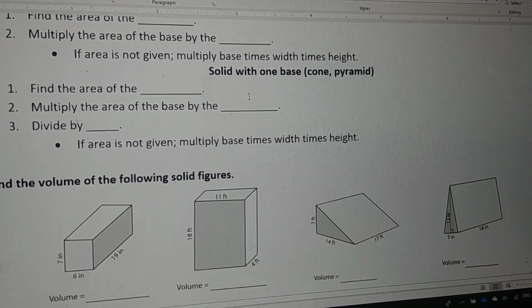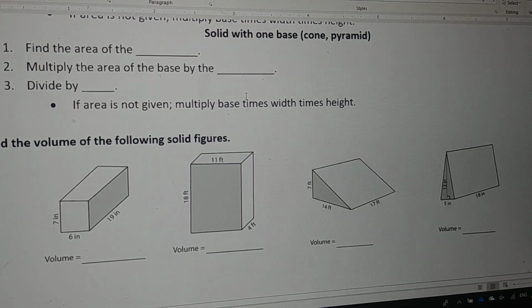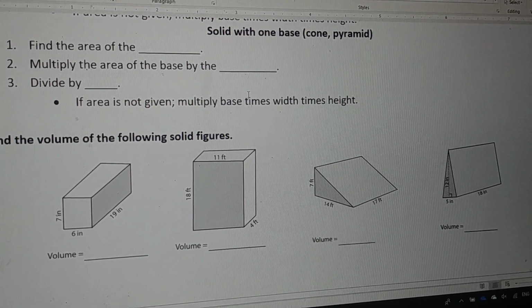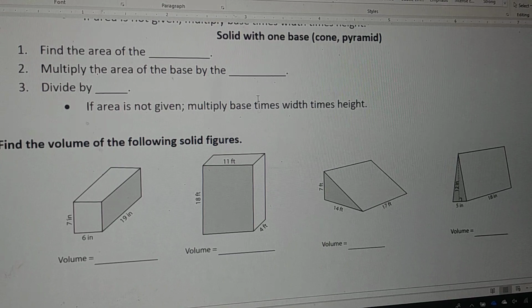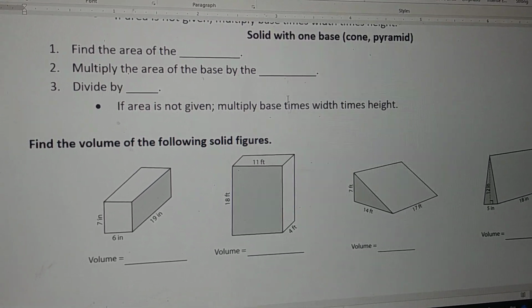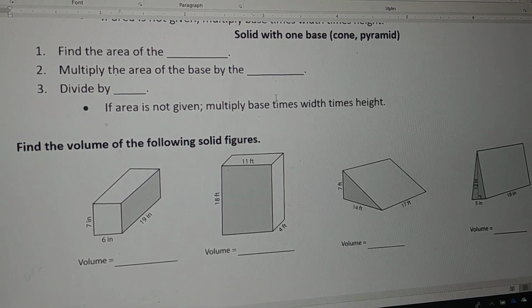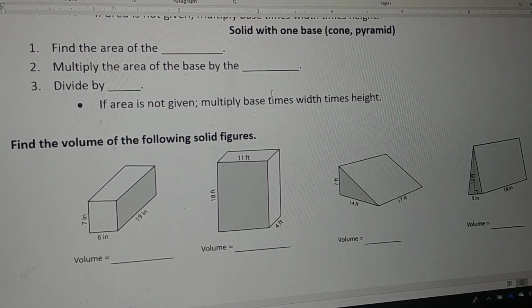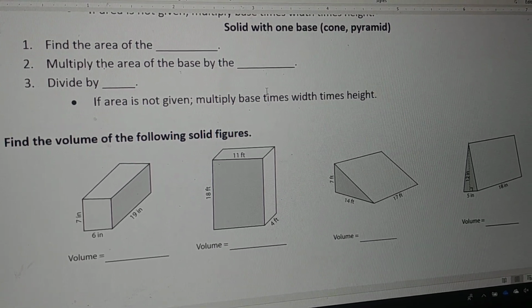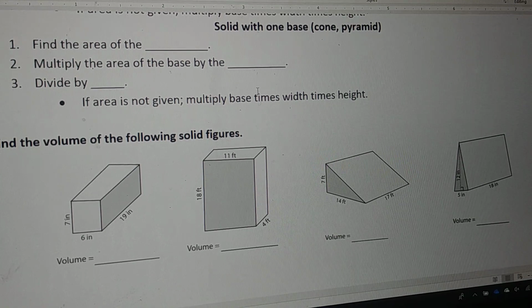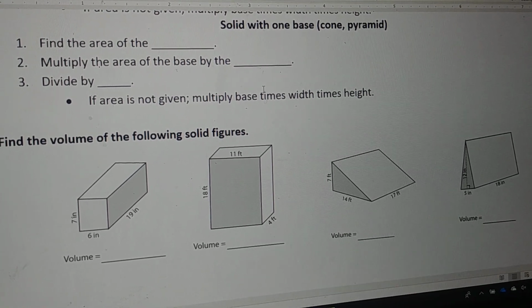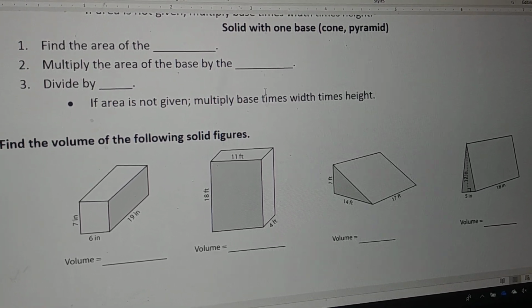And then how to find the volume for solid figures with one base. That is going to work with our cone and the pyramid. So step one is to find the area of the base, then multiply the area of the base by the height, and finally we divide by 3.